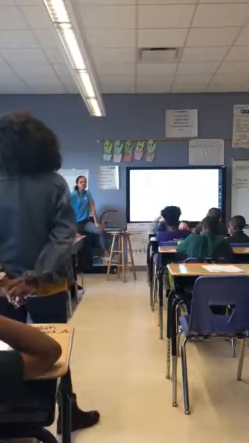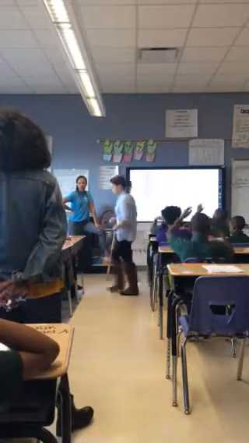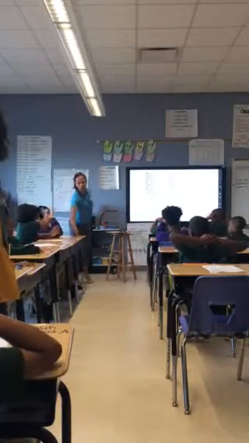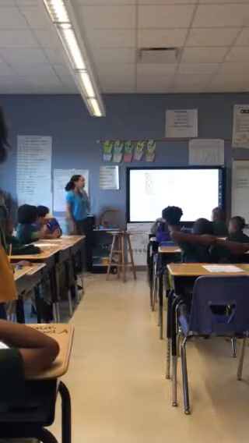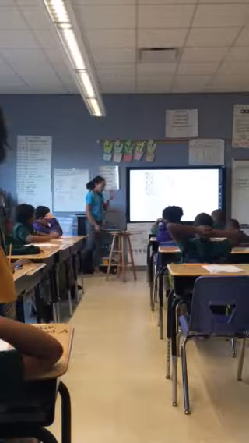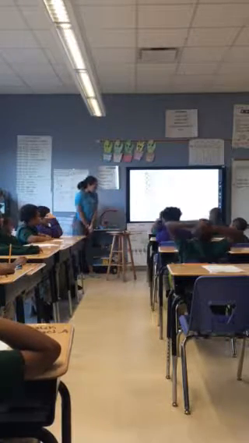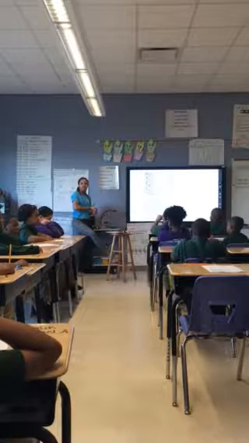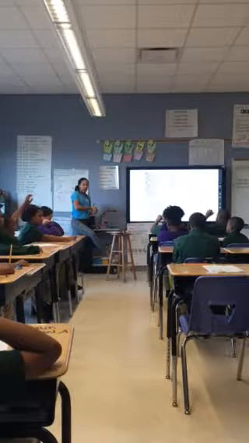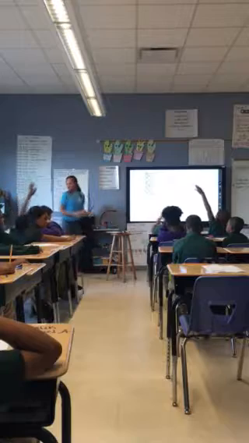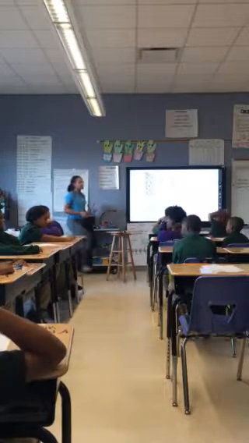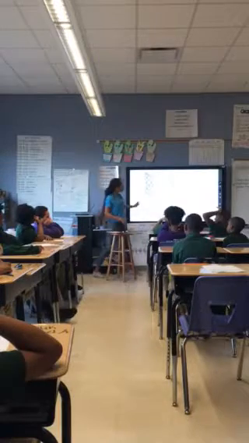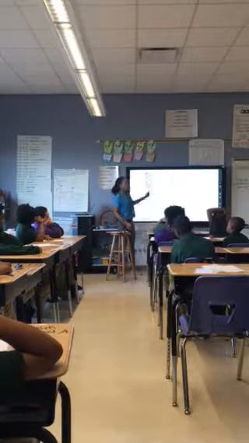How many parts are in my uncle's whole cake? Xavier? How many parts are in this whole cake? 100 parts. Alright, so there's 100. How much is each slice worth? Daryl, how much is each slice worth? One hundredth. So this whole thing is 100 pieces.